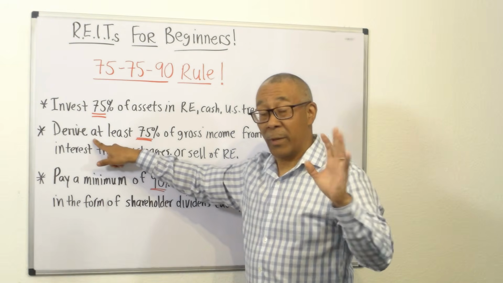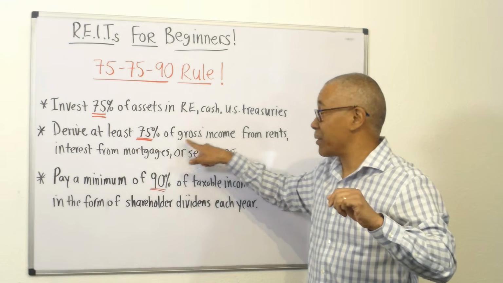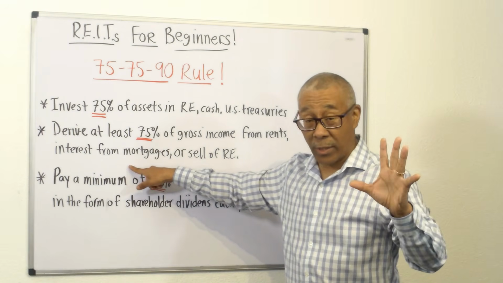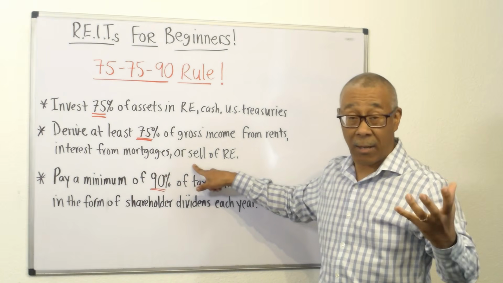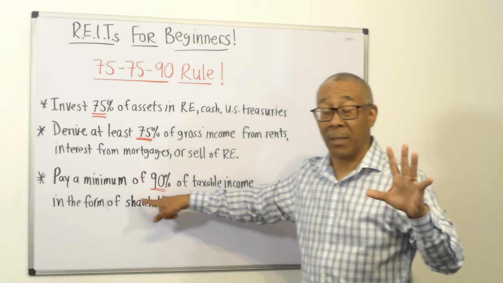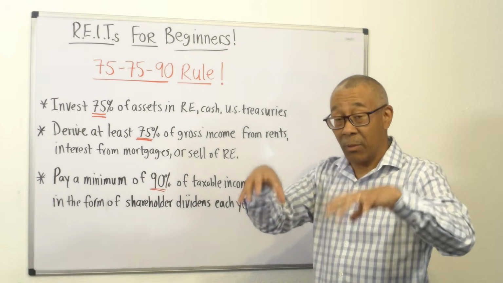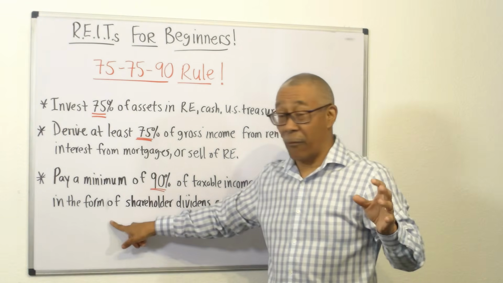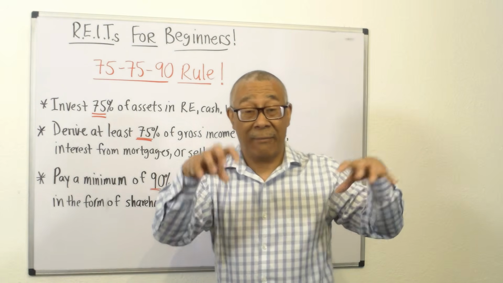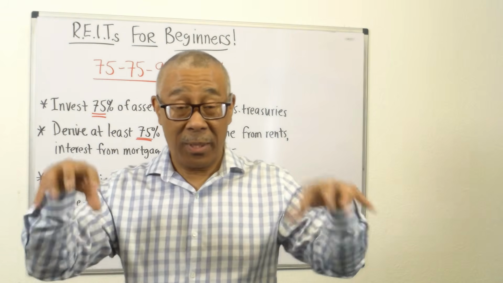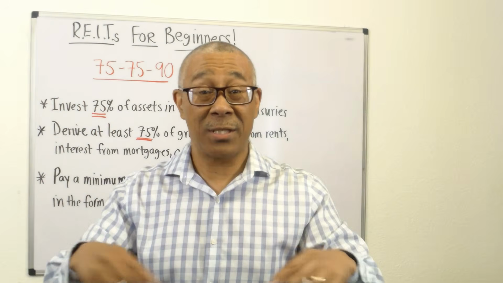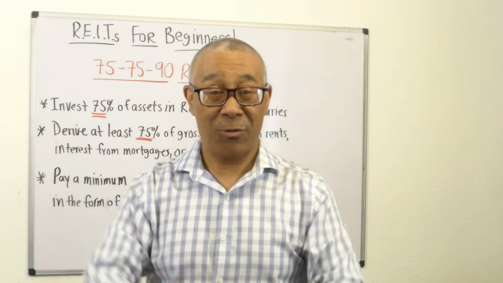Rule number 2, REITs must derive 75% of their gross income from rents, from interest on the mortgage if it's a mortgage REIT, or when they sell the property. And rule number 3 is REITs must pay a minimum of 90% of their taxable income in the form of a shareholder dividend. So that's the 75-75-90 rule that all REITs have to be under. And this will make a lot more sense when I get into the advantages and disadvantages of investing in REITs. Let's do that next.